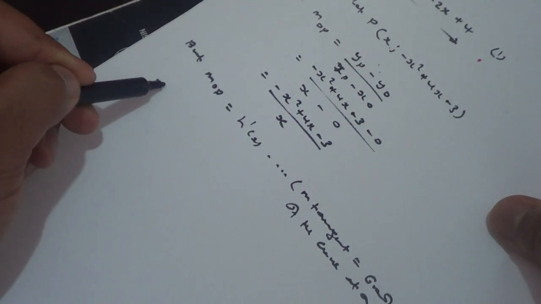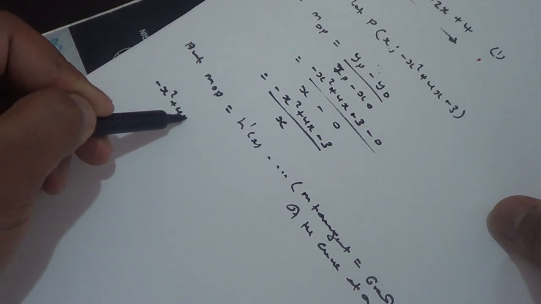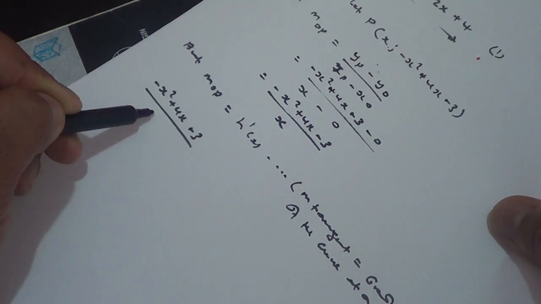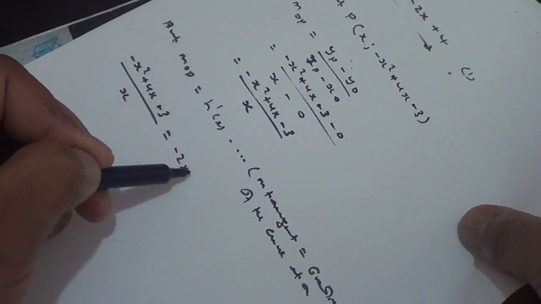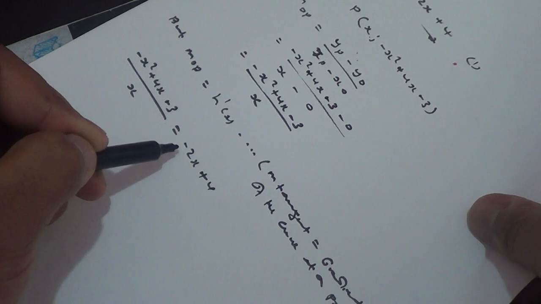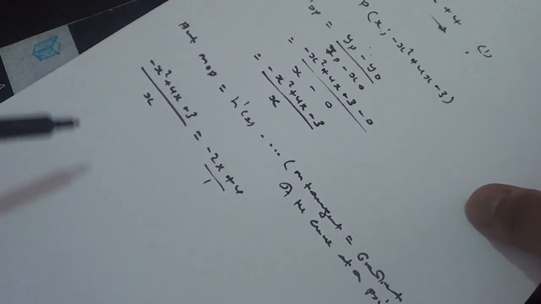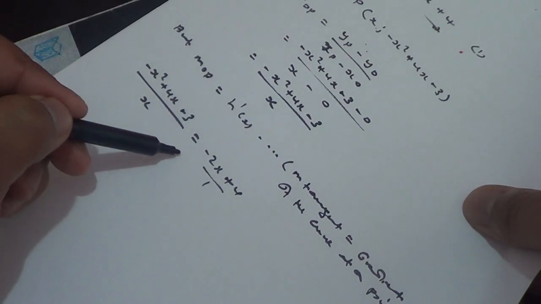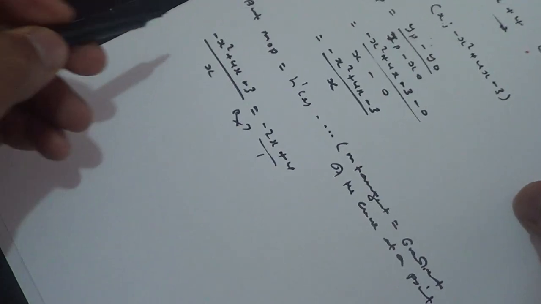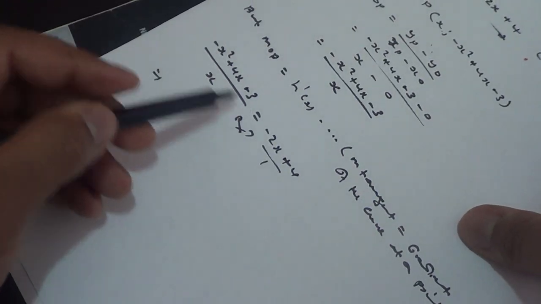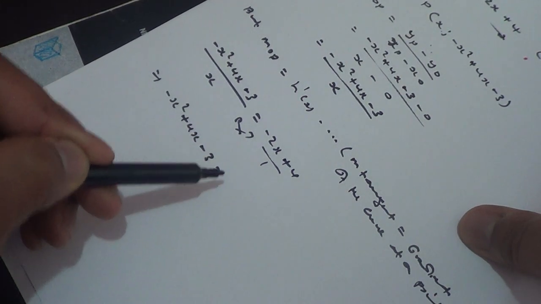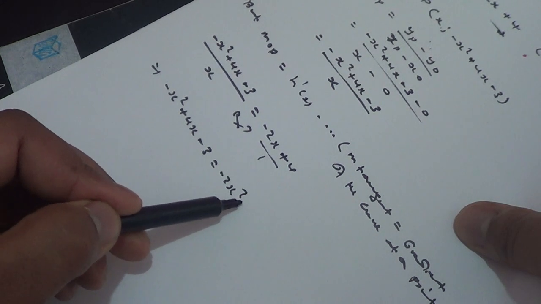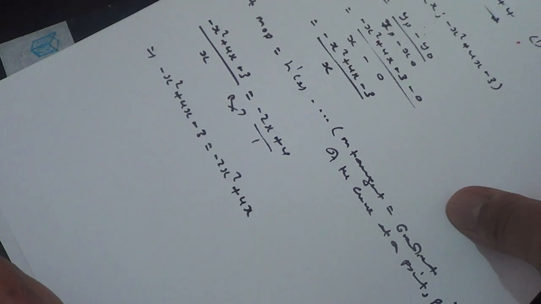This was minus x squared plus 4x minus 3 all over x. This is equal to, we found out that h prime of x was that, so it's going to be minus 2x plus 4. Then this one is over 1. When you have fractions, just try to do that. Then we cross multiply, which implies minus x squared plus 4x minus 3 equals minus 2x squared plus 4x.